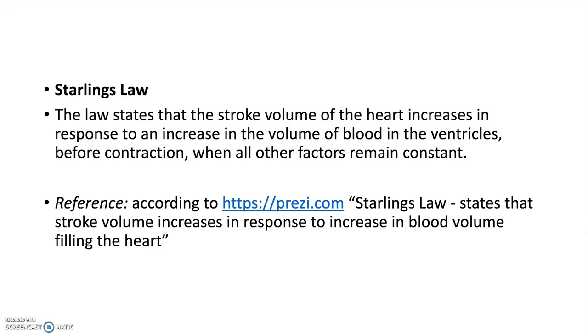This also means when there is a decrease in blood flow and a lower volume of blood in the ventricles, there will also be a decrease in stroke volume. The reference to more blood reaching the atria after every pump also relates to venous return. If venous return occurs at a higher rate and more blood returns to the heart, then stroke volume will also increase according to Starling's law.